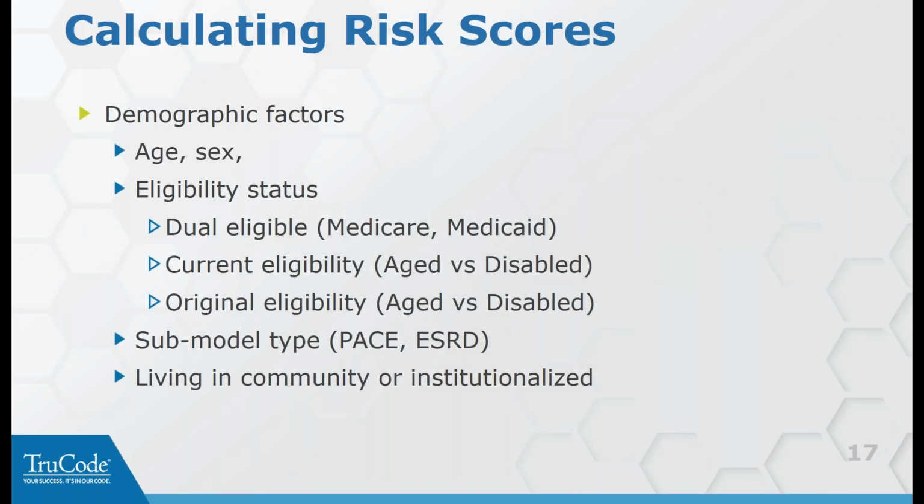So the first thing that happens when you're calculating a risk score is coming up with that demographic adjustment. They're looking at the age and sex of the patient, the eligibility status, and this kind of gives you some specificity about what that involves, whether they're dual eligible for Medicare, Medicaid, whether they have any disabilities in addition to just being 65 and over, etc. Are they in a PACE program or a renal dialysis program? Do they live in a community, or do they live in an institution? All of that plays a role in calculating that risk factor for the demographic adjustment.